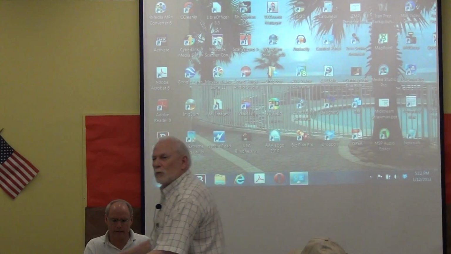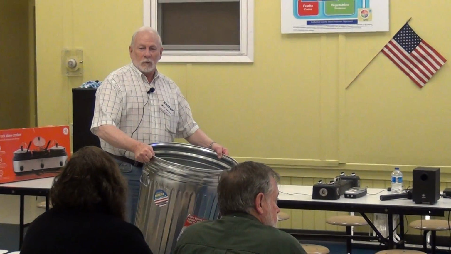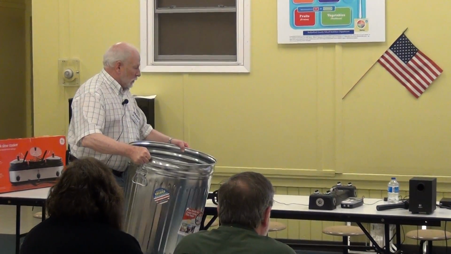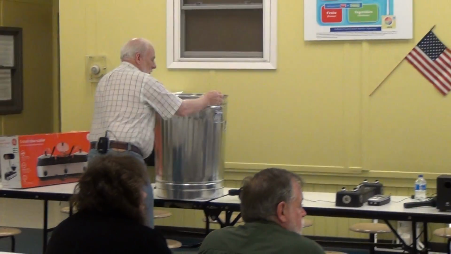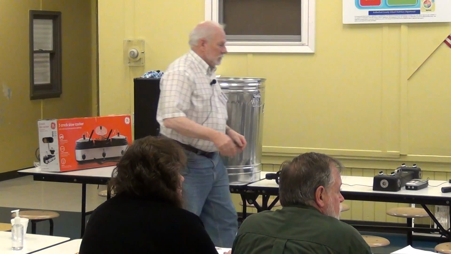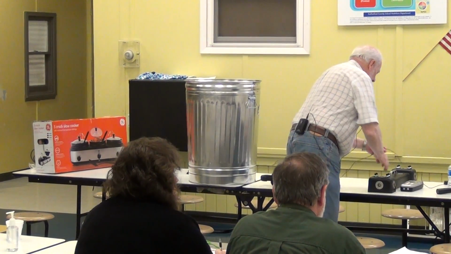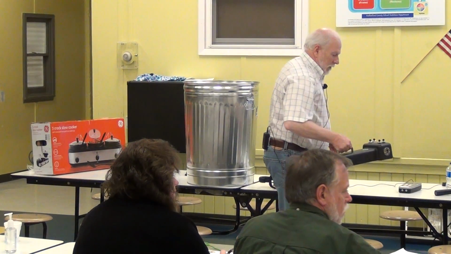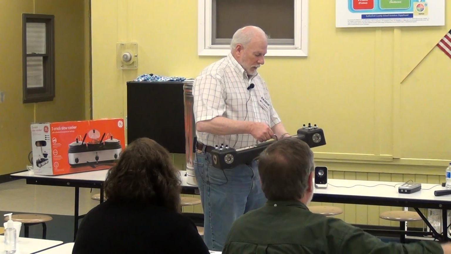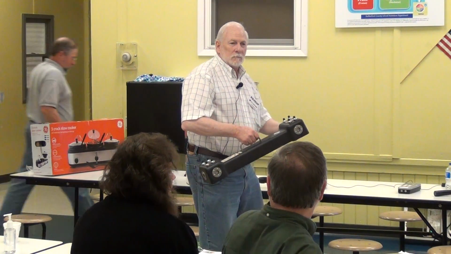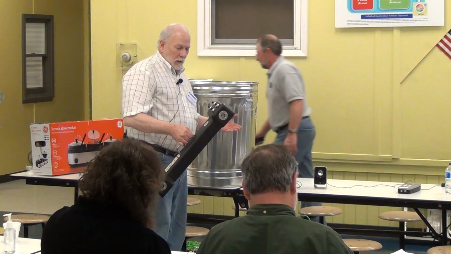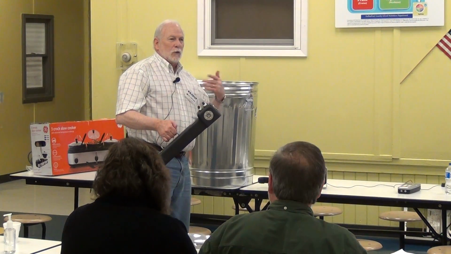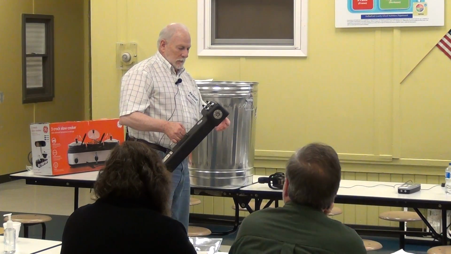Okay, the first premise was that a garbage can would effectively protect your gear. So what we have is a garbage can. Now, this is an ultrasonic transducer, and it runs right at 38.4 kilohertz.